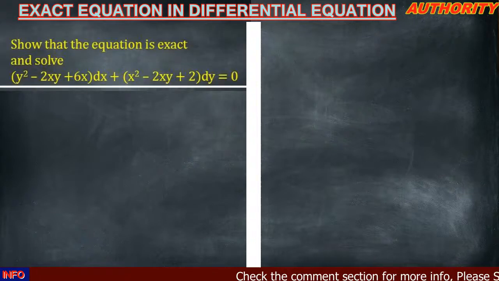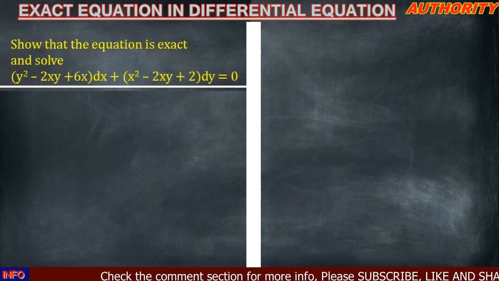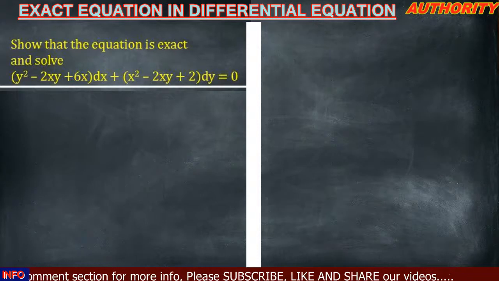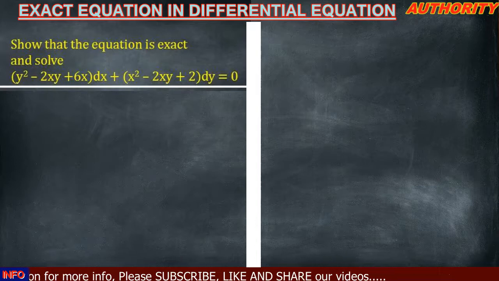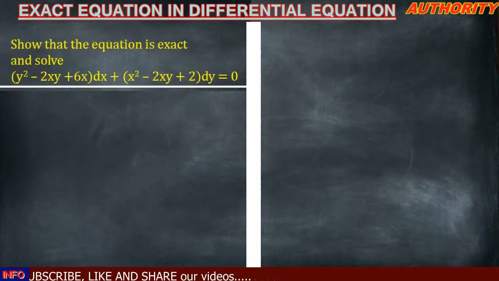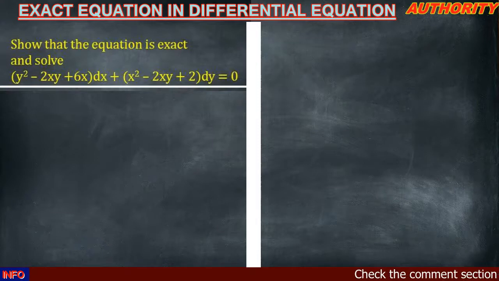Show that this equation is exact and solve it. (y squared minus 2xy plus 6x) dx plus (x squared minus 2xy plus 2) dy equals 0. So we are asked to show that this equation is exact, and then we are to go further and solve this. Okay, now let's go.